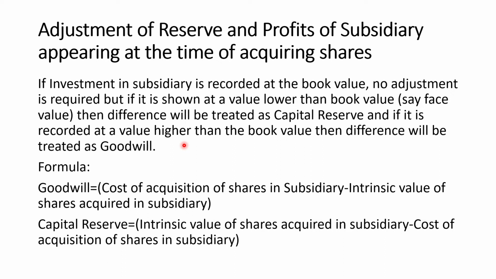As against this, if the portion of net assets of subsidiary company is more than the cost of investment, the difference will be called the capital reserve. Means holding company is getting something of value more than what it has paid. I have typed the formula as well. Goodwill equal to cost of acquisition of shares in subsidiary minus intrinsic value of shares acquired in subsidiary.